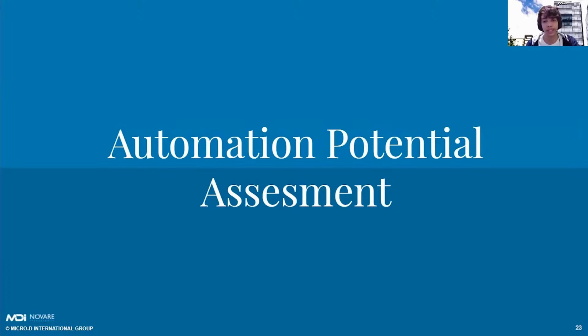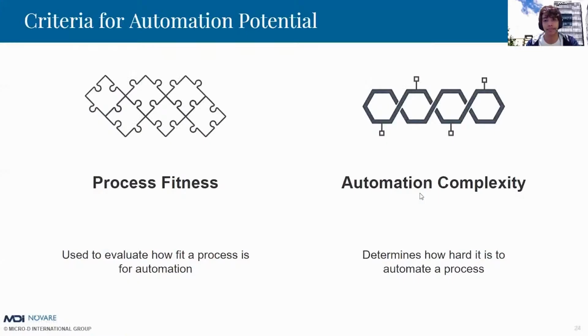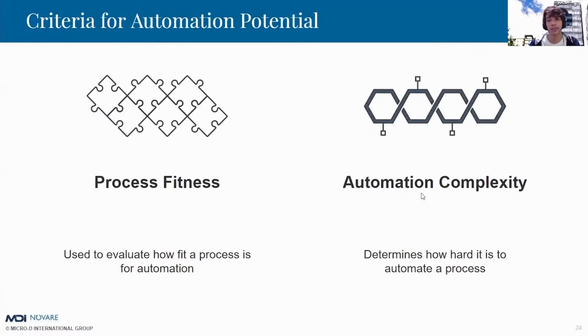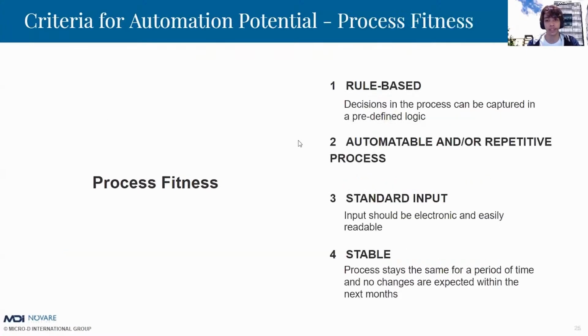There are two sets of criteria that are used in automation potential assessment. We have the process fitness and automation complexity. Process fitness is used to evaluate how fit a process is for automation, while automation complexity determines how hard it is to automate a process. So let's talk about the different criteria under process fitness.